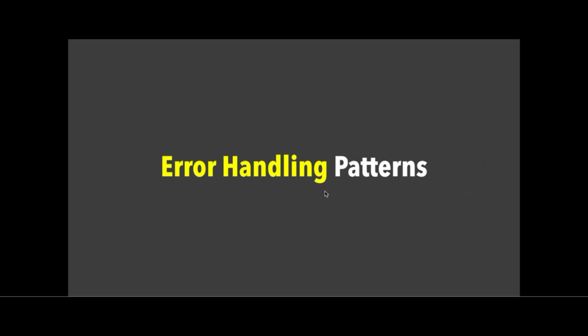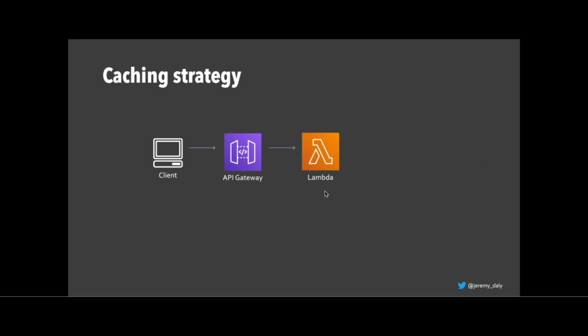These are some error handling patterns. So the very common strategy that we use when we are doing heavy reads is to do something like a caching strategy. And so let's say we want to have an API gateway, calls our Lambda function, we want to pull data from RDS.